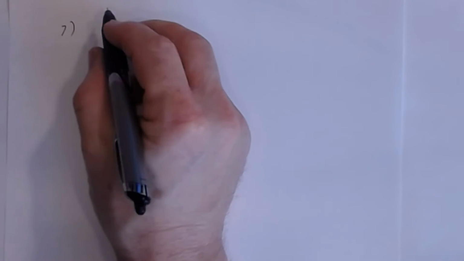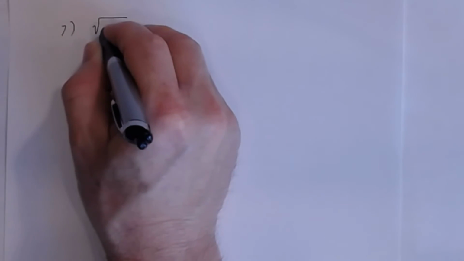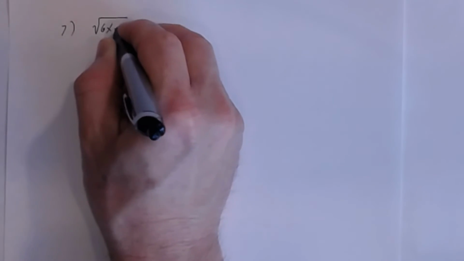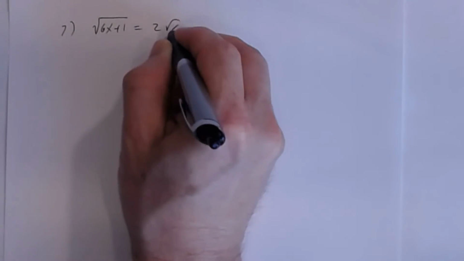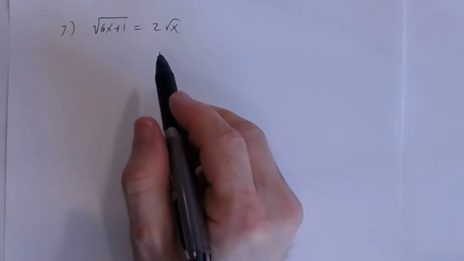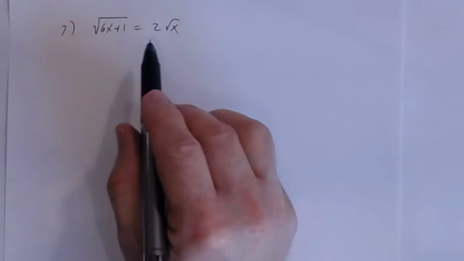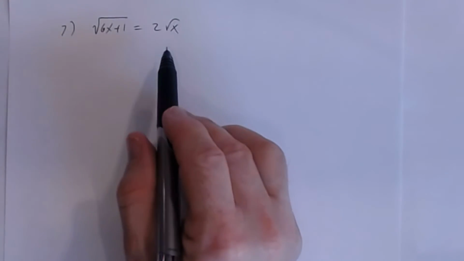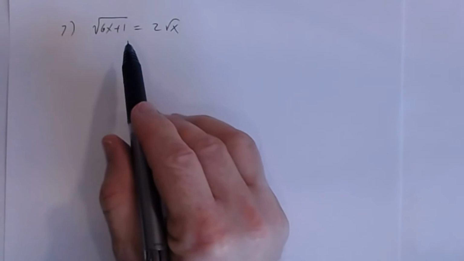All right, number 7. So this is number 7. And for number 7, we have the square root of 6x plus 1 equals 2 square root of x. All right, don't let the fact that you have two radicals on both sides throw you off. This is actually not a difficult one.